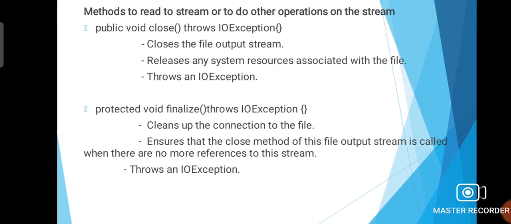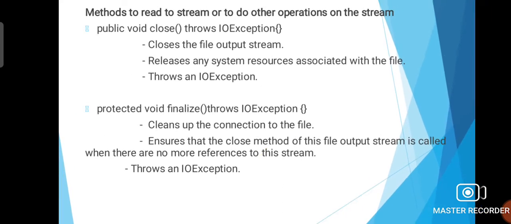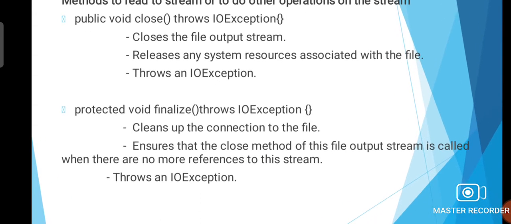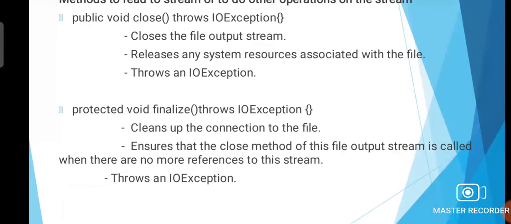Now there are many methods to read the stream or to do other operations on the stream. For example, public void close() throws IOException. After using a file, the close method closes the file stream and releases all the resources associated with the file. It throws an input output exception. Another method is protected void finalize() throws IOException. Finalize is used to clean up the connection to the file. After performing the read operation, we have to apply these methods. Close closes the file. Finalize cleans the connection to the file and ensures that the close method of this stream is called when there are no more references to this stream. It can also throw an input output exception.